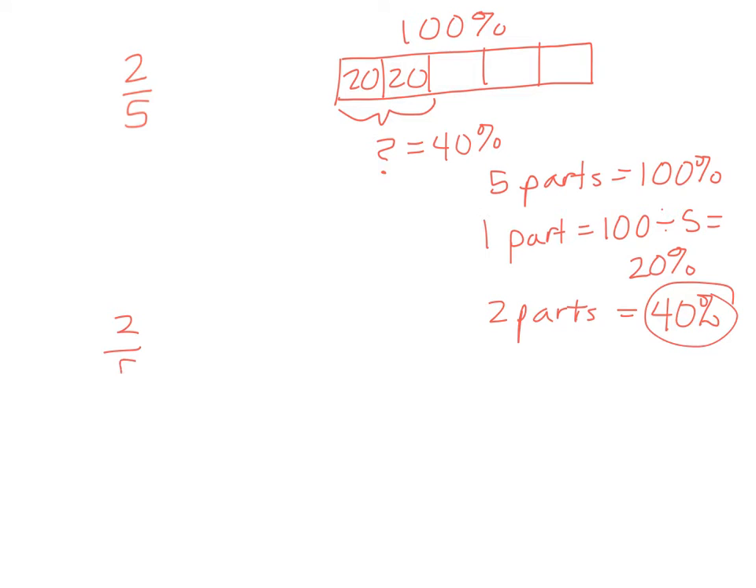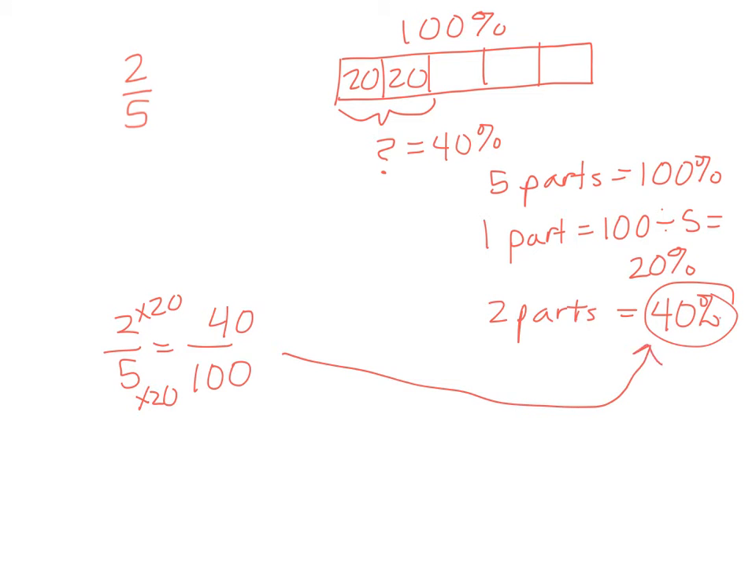Or the other method says percent is per 100. So I set 2/5 equal to something out of 100. 5 times 20 is 100, so 2 times 20 is 40 out of 100. And anything per 100 means 40%. Same answer.